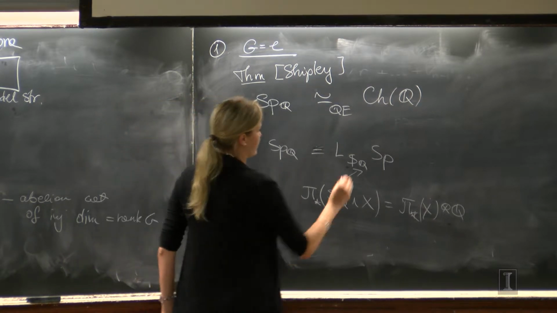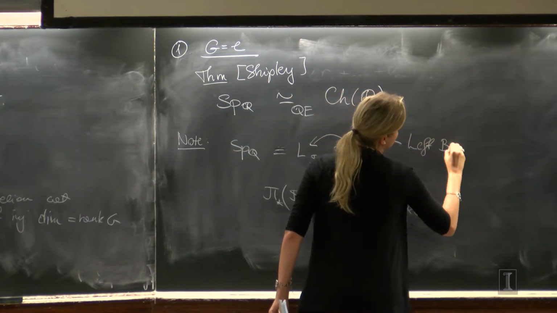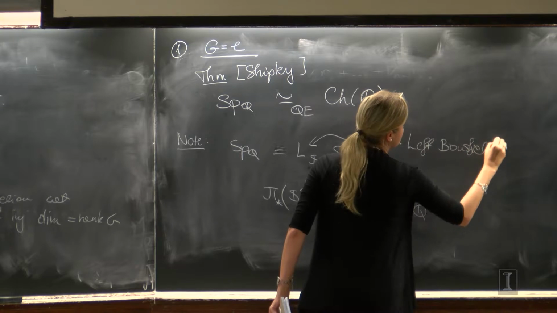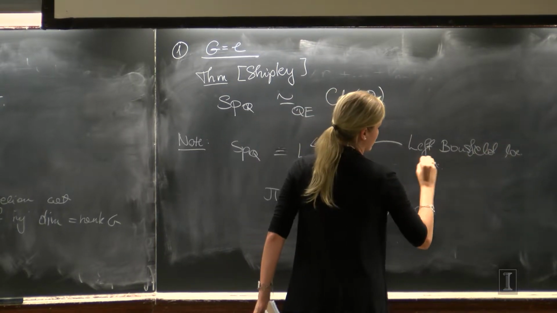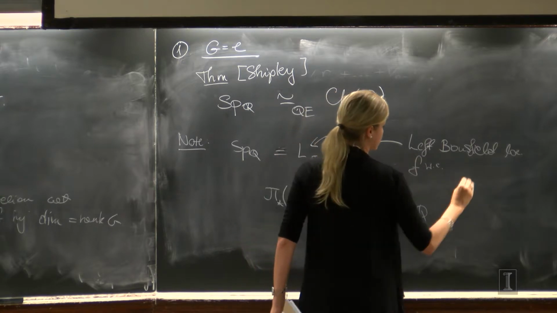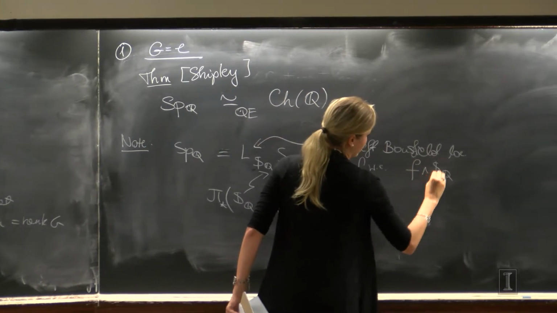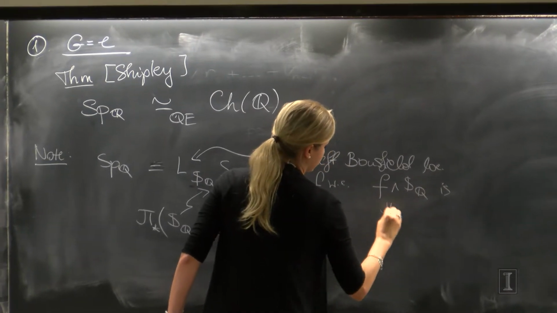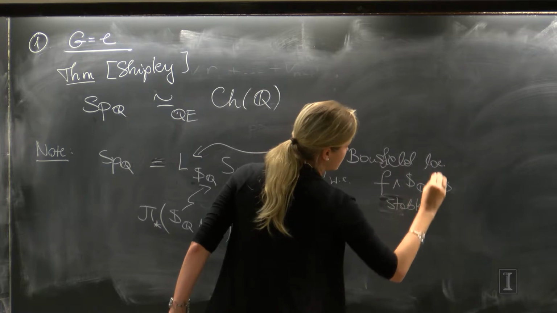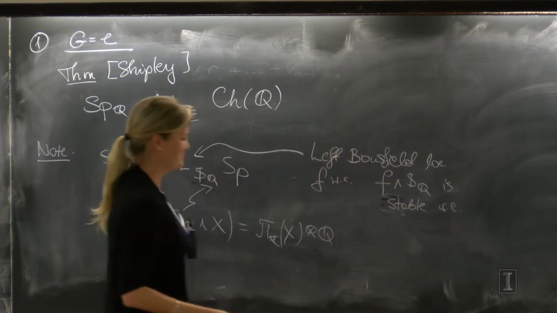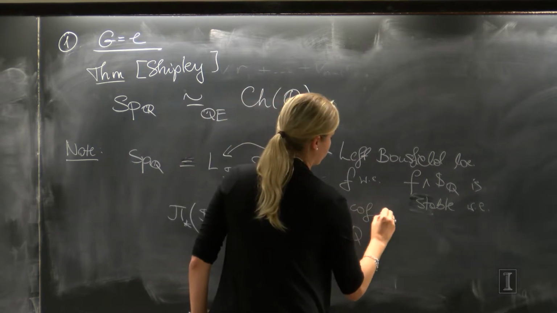So what do I mean by left Bousfield localization? This is a change of a model structure where a map F is going to be a weak equivalence if F smash SQ is a pi star isomorphism. So it's a stable weak equivalence. And the cofibrations are as they were before.